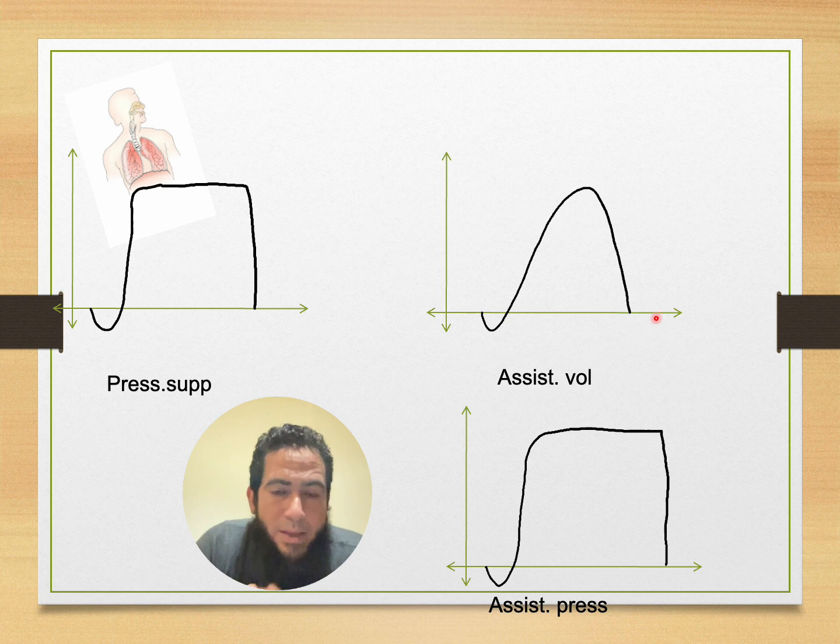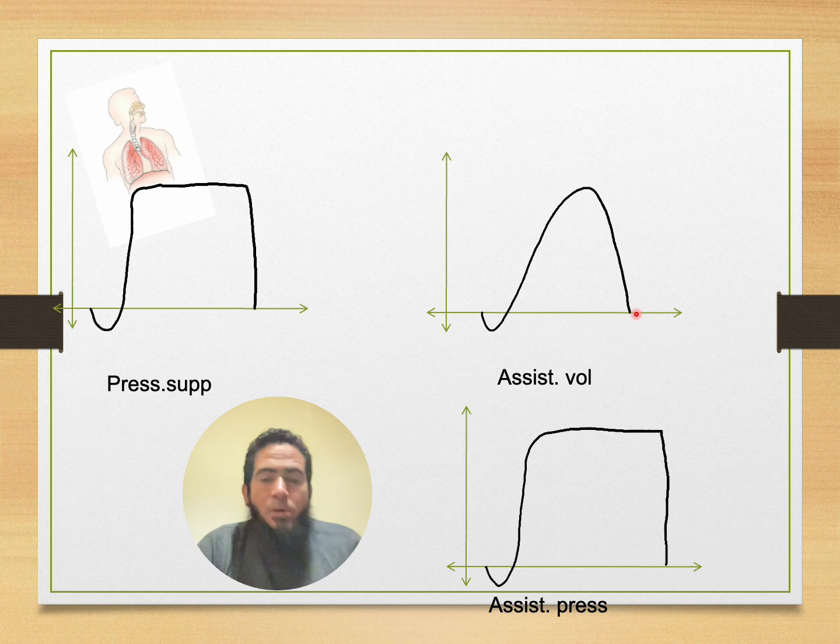Okay, so then there is another type of breath that's called assisted breath volume controlled. Assisted breath volume controlled is exactly like the mandatory, but it's initiated by the patient. So the trigger will be by the patient, but once the patient reaches the trigger level, the machine will give a fully controlled mandatory breath.